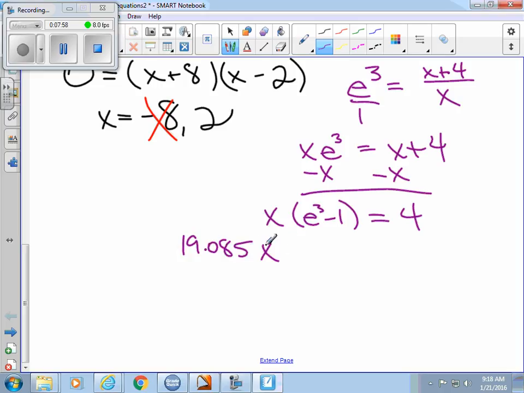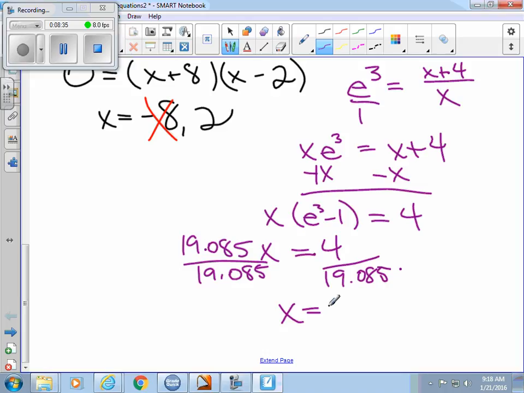19.085. That's what your calculator will tell you. Everyone know what I'm doing here? This is e cubed times x. Remember, e cubed is just a number. Don't let the e cubed make you think you've got more variables. We don't have more variables. We just have e cubed is a number. So you do e cubed minus 1. Decimal form is wonderful on this one. Miss Slow would have probably made you leave it more accurate, but in this class, decimals is fine.